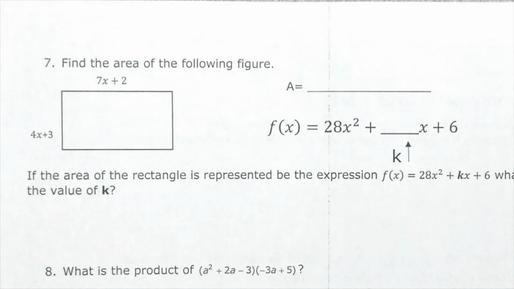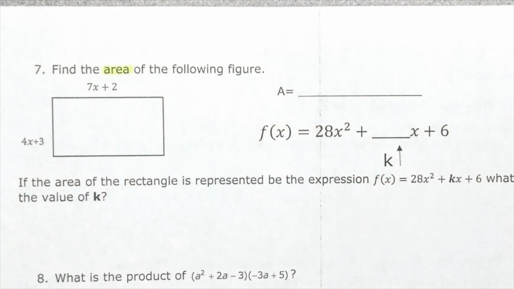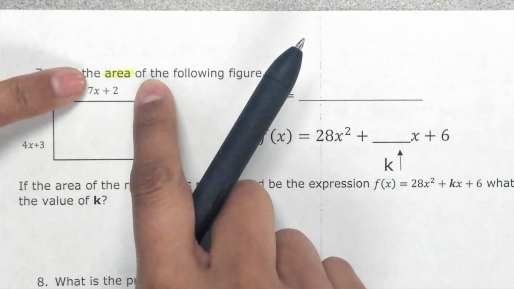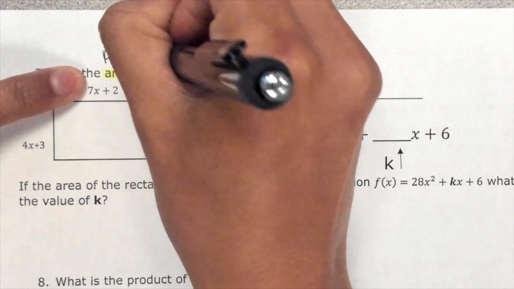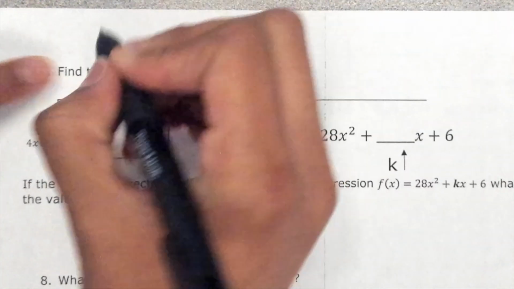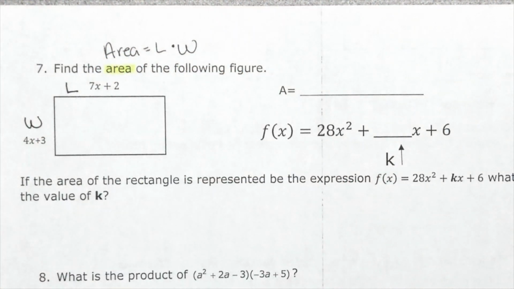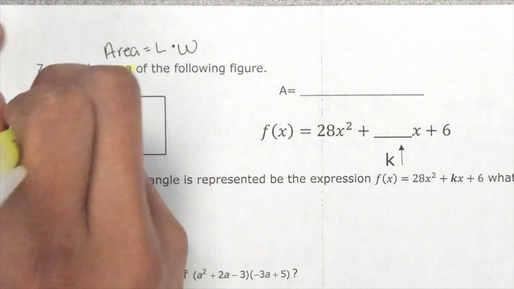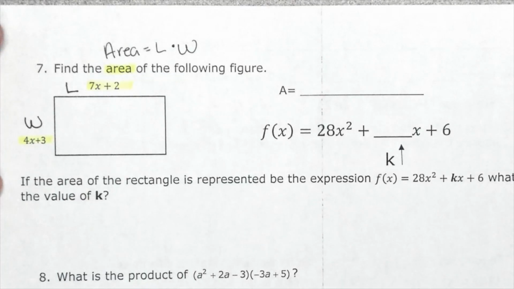This is page 2 of your polynomial test review. Number 7 says to find the area of the following figure. So the key word here is area, and our formula for area is length times width. So here is our length and here is our width. So we're going to take the two terms here, the binomial times a binomial, and we're going to multiply them.